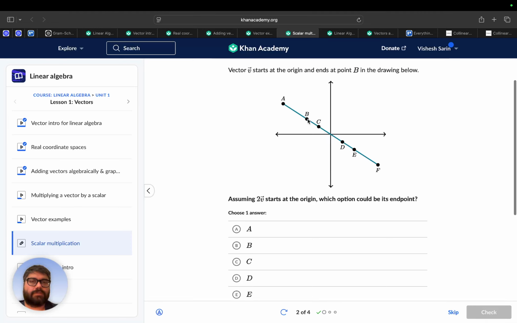A starts at the origin, ends at point B. Assuming 2v starts at the origin, which option could be its endpoint?